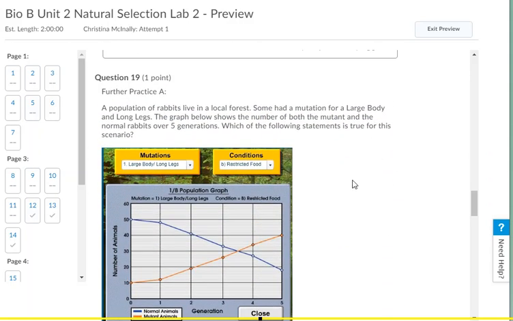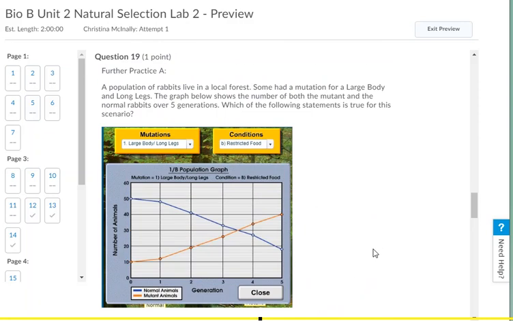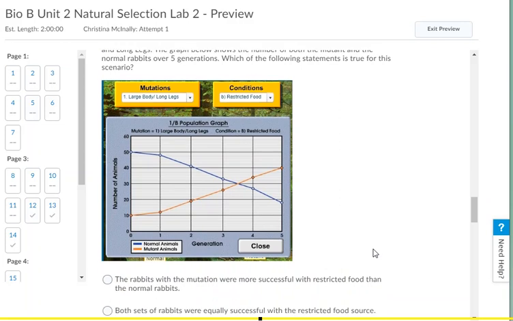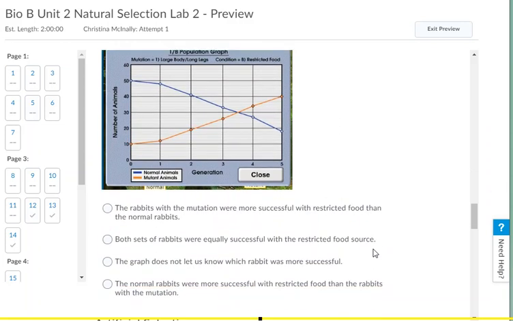And then this is just a further practice where I wanted you to look at the graph. So for this one, you just look at the graph and you talk about rabbits and legs and body size. So you read through it. Rabbits with the mutation were more successful with restricted food than the normal rabbits. Rabbits, mutants are orange and normal is blue. So just look at the lines, right? The mutated rabbits were more successful in the long run.